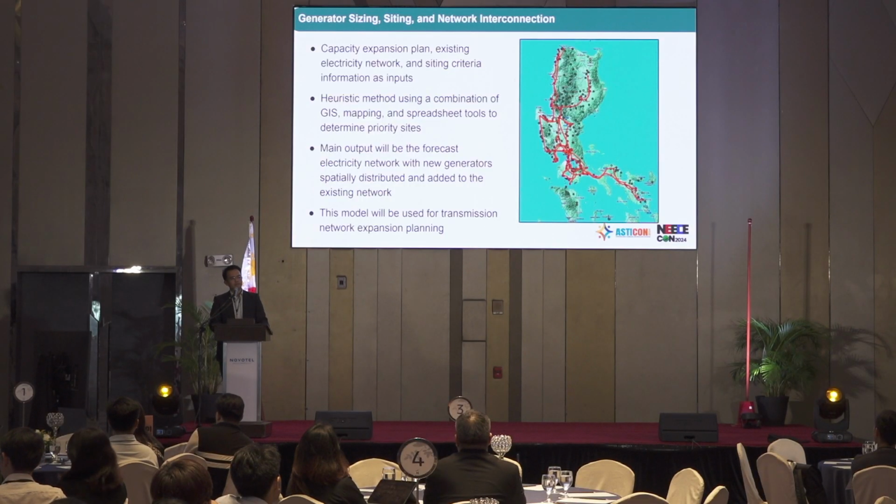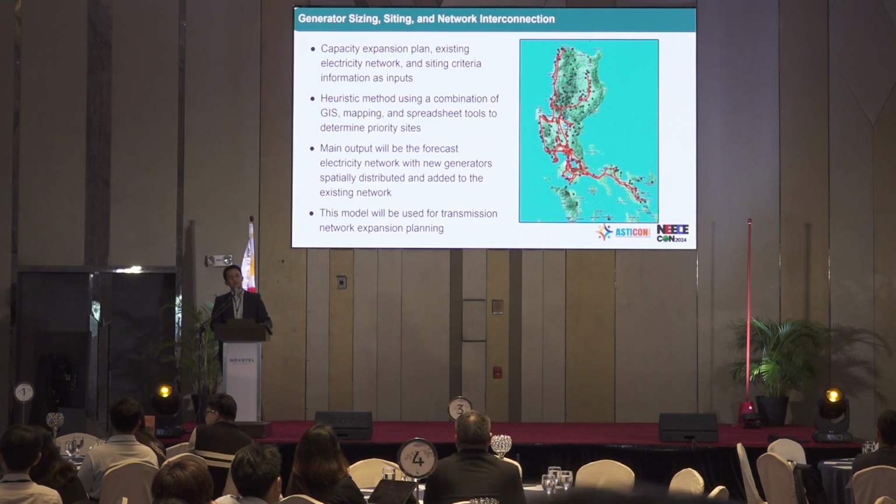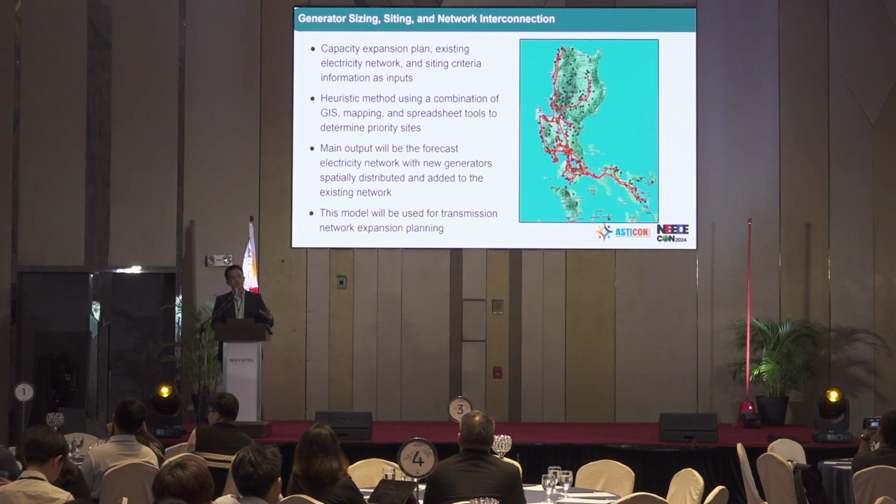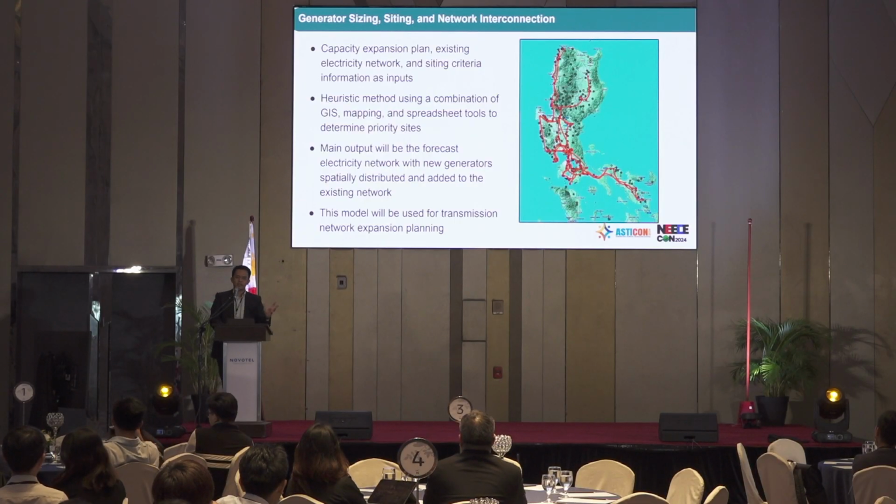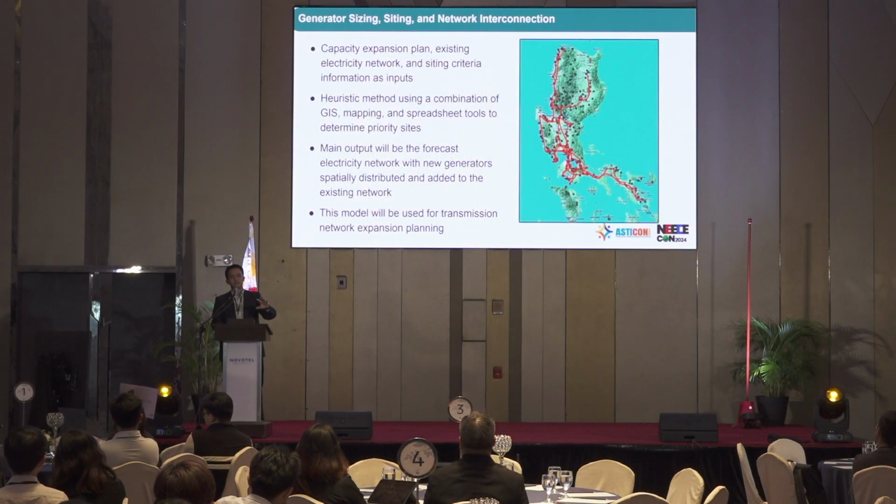So to summarize, we are given a capacity expansion plan that are aggregate numbers. We size the generators, and then we site them in the network using heuristics, and we use GIS to facilitate this. And then the main output will be the network. Now, the electricity network, for example, by 2050, with all the new generators already connected. This is the sample output. I did not label it since this project is still ongoing. But you see the transmission network and then the generators where they are sited. So this model will then be forwarded to the next step for the transmission expansion planning.